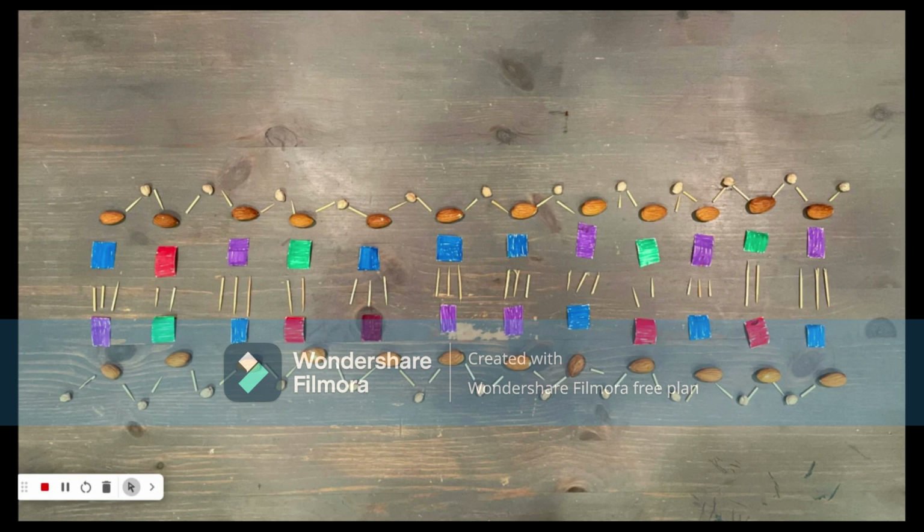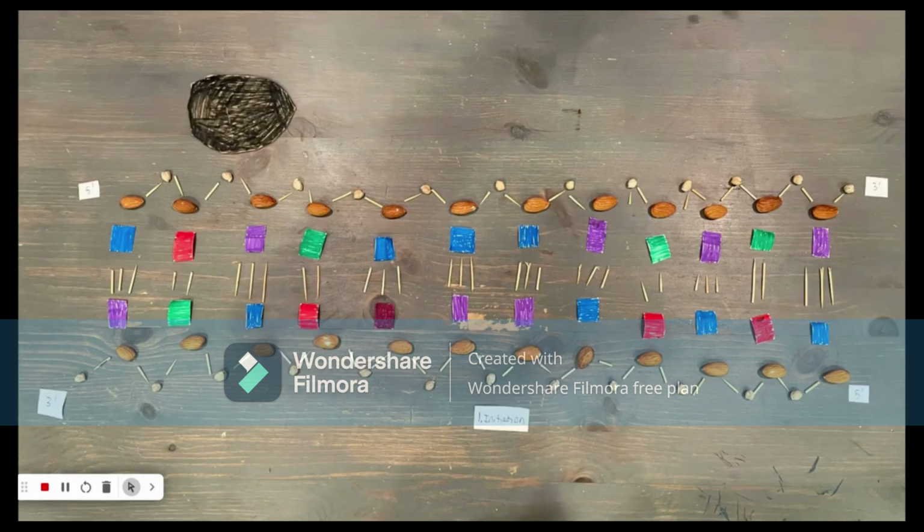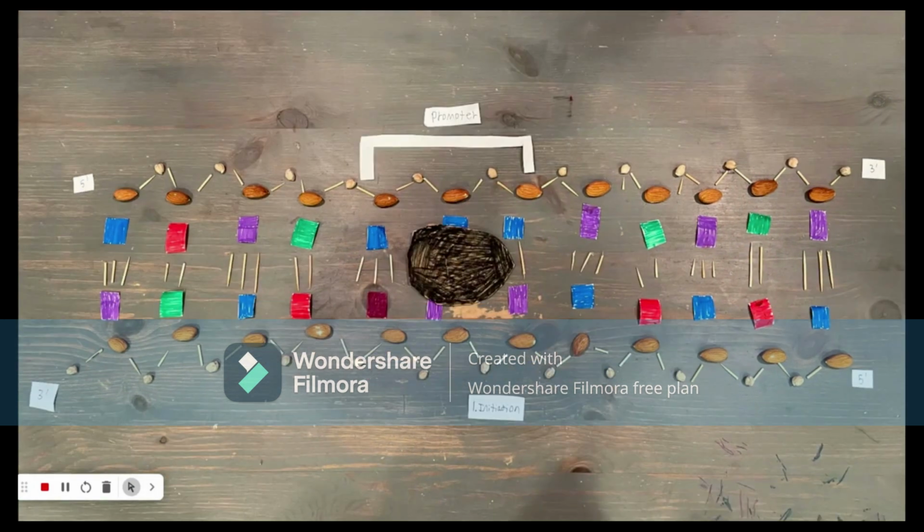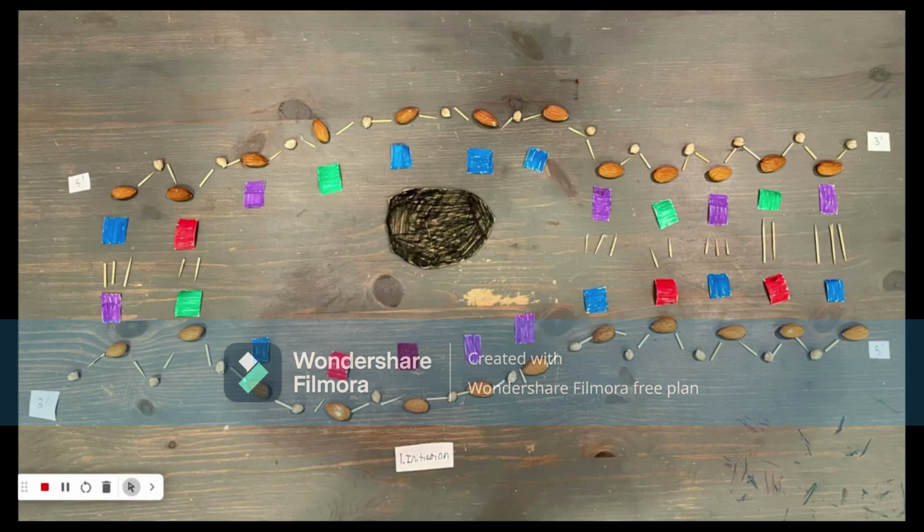A key player in this process is an enzyme called RNA polymerase. RNA polymerase binds to a specific region of the DNA known as the promoter. This interaction opens a small section of the DNA, exposing individual nucleotides and initiating transcription.